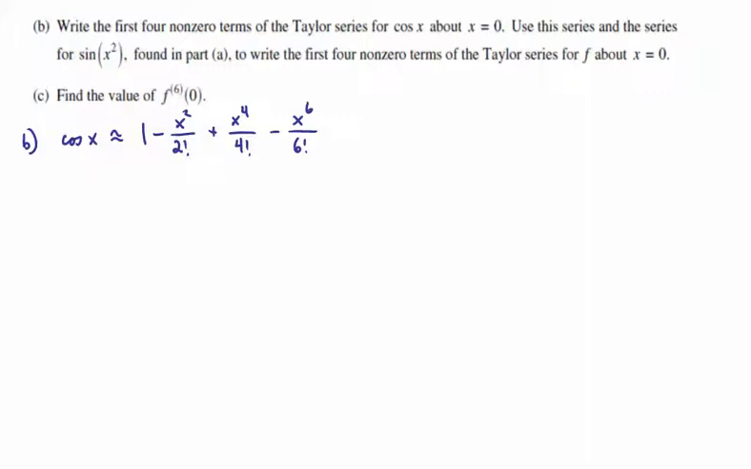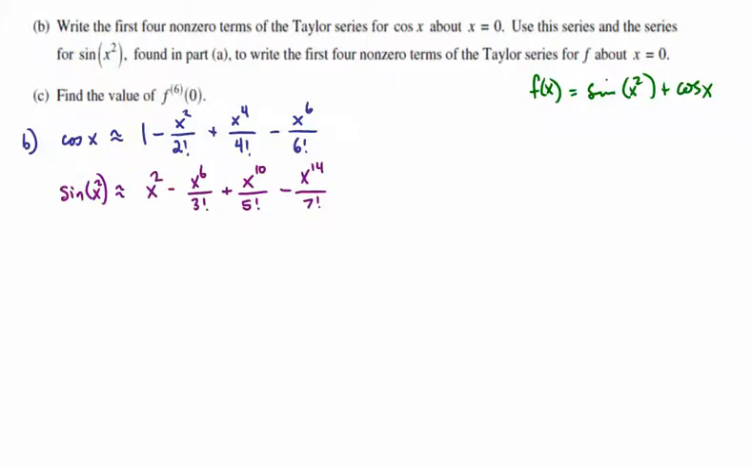Now, we want to use this series and the series for sine of x squared that we found in part A to write the first four non-zero terms of the Taylor series for f about x equals 0. And you recall that f is simply sine of x squared plus cosine of x. So if I bring down a copy of sine of quantity x squared, okay, we have that there. Now, we want to write the first four non-zero terms of the Taylor series for f, which is sine of x squared plus cosine of x.